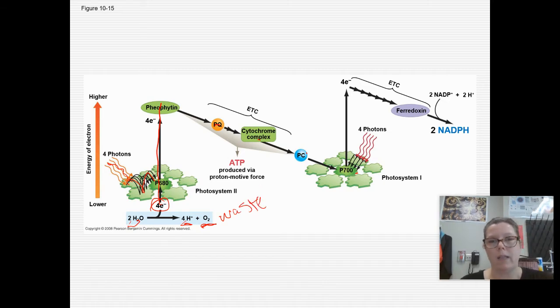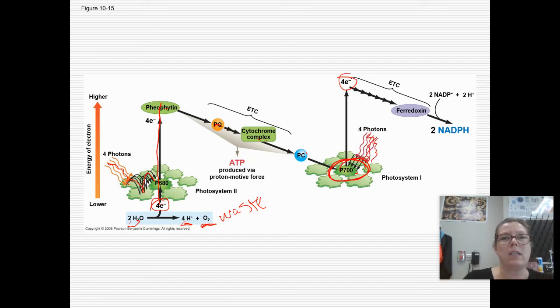Okay, so we don't need that for photosynthesis. That's a waste product. So the electrons here end up being passed down the electron transport chain. And just like you see in any electron transport chain, as they bounce along, they lose some of their energy, except that when they reach the P700 pair, they get re-excited by more light.